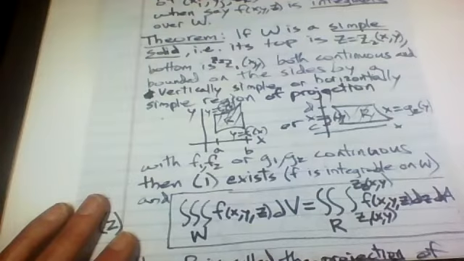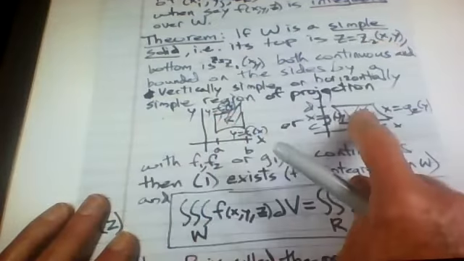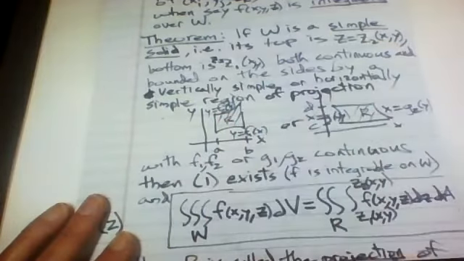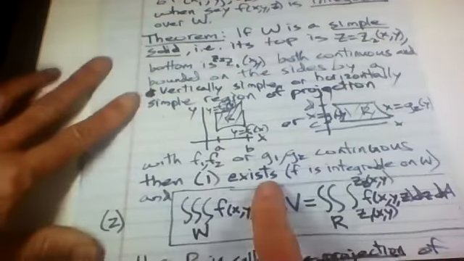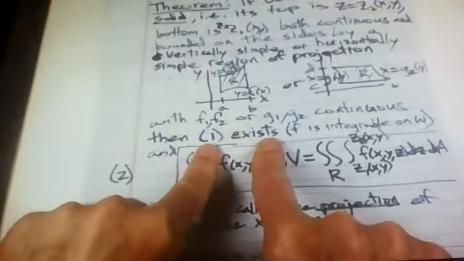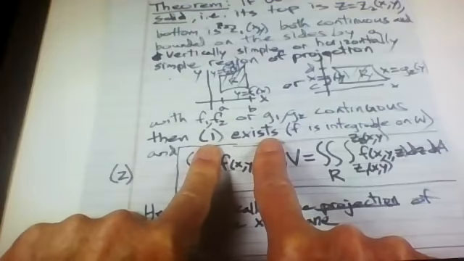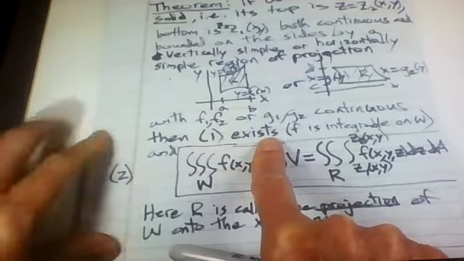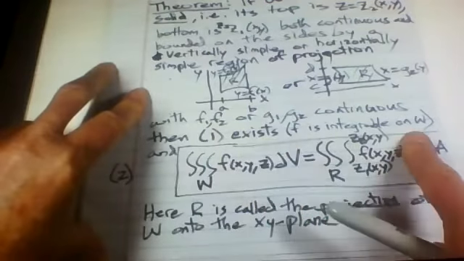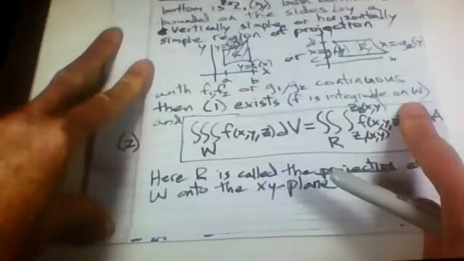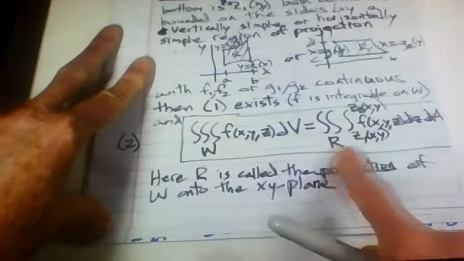Anyway, so some other things, but for this theorem, all you're saying is that everything has to be continuous. The top surface is a continuous function, the bottom surface is continuous. The projection in the xy plane is one of these two types of regions with continuous sides. Then, the definition, the definite integral exists. That is, f is integrable on W. And furthermore, you can evaluate it by this nice theorem.